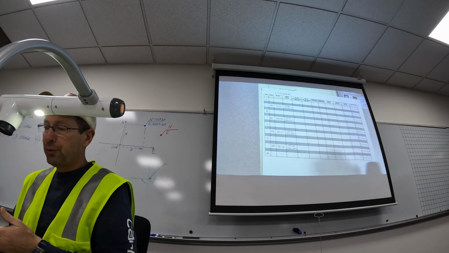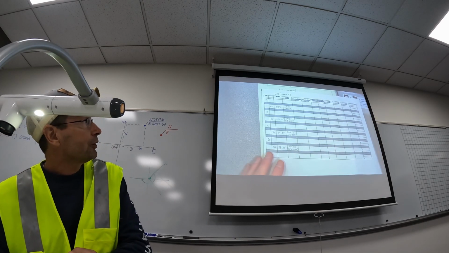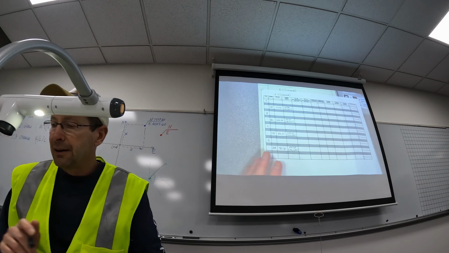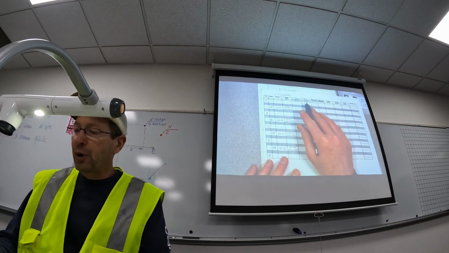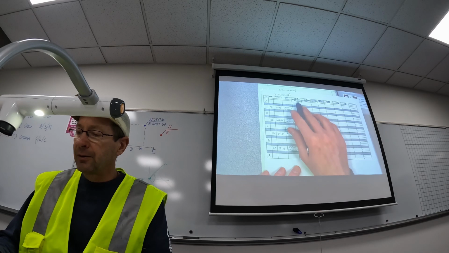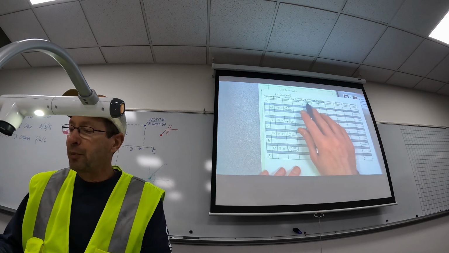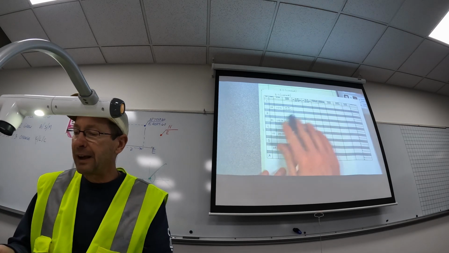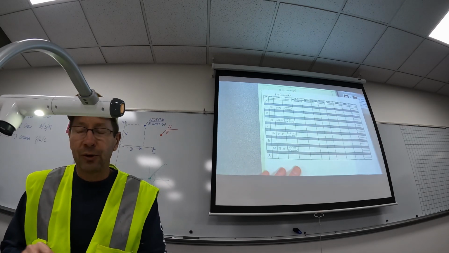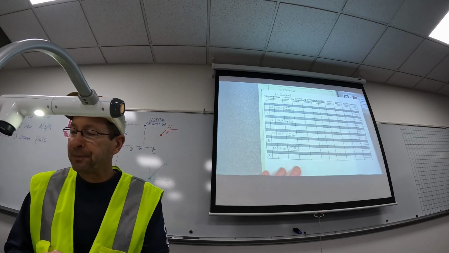So let's work through the table. A little refresher on how we find our latitude and departure. Latitude is the up and down, in the north-south direction. Remember that? And the departure is in the east-west. So we're finding how far north we went and how far east we went.